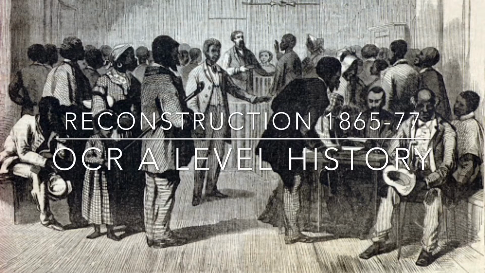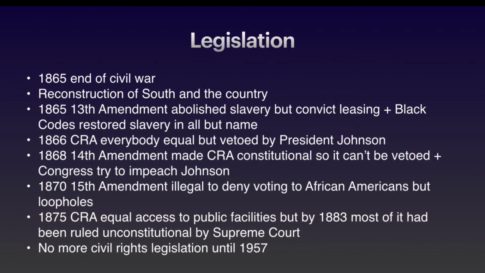In this video we're going to be looking at civil rights during the period known as Reconstruction, which was 1865 to 1877. So 1865 marked the end of the American Civil War, and this also marked the beginning of Reconstruction. It's called Reconstruction because they had to physically rebuild the whole of the South because it had been pretty much destroyed during the war. But also they're about reconstructing the relationship between the North and South of America and also the white population and African American population.